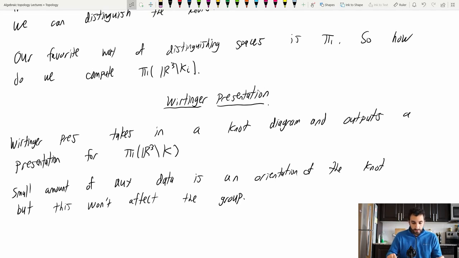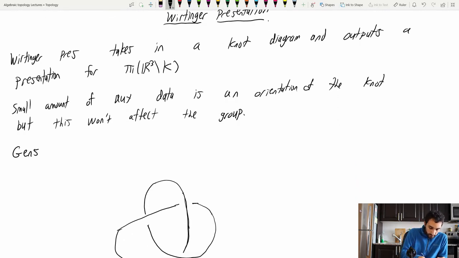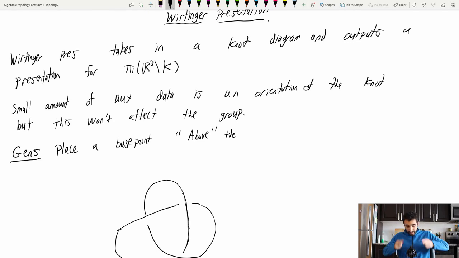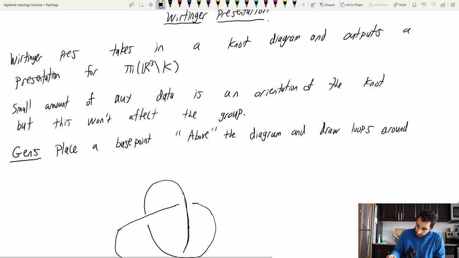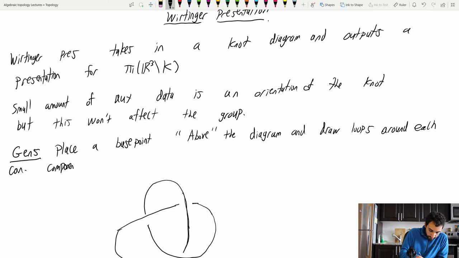So this is going to be a presentation. So we need generators and relations. Here's where the generators come from. We're going to place a base point sort of above the diagram. So you're looking at a knot diagram. You should think of the base point as being right in front of your face. And draw loops around each connected component of the diagram. And remember, I'm going to orient this diagram. I'll explain what I mean by this, but I'm going to be using a right-hand rule.